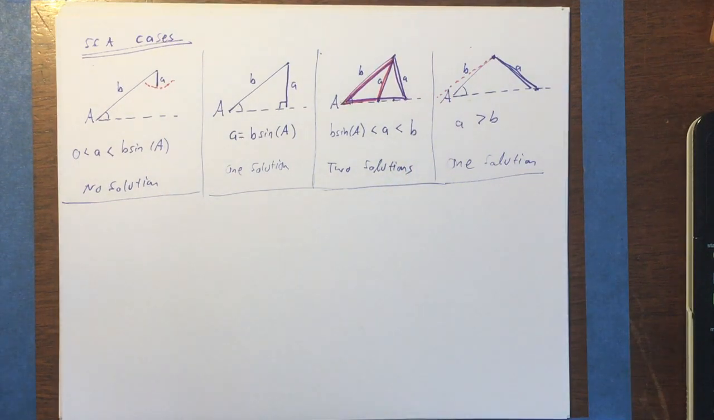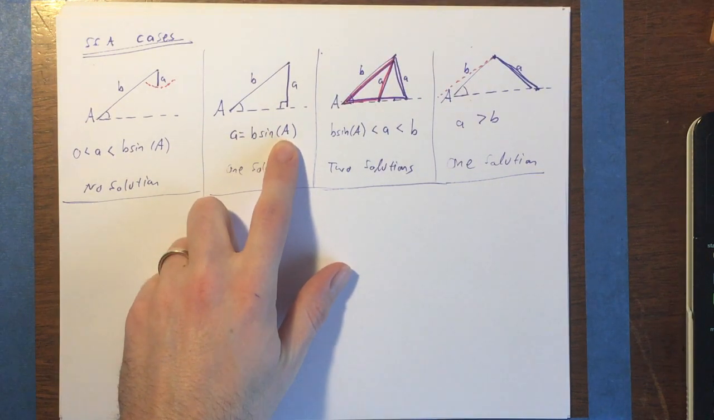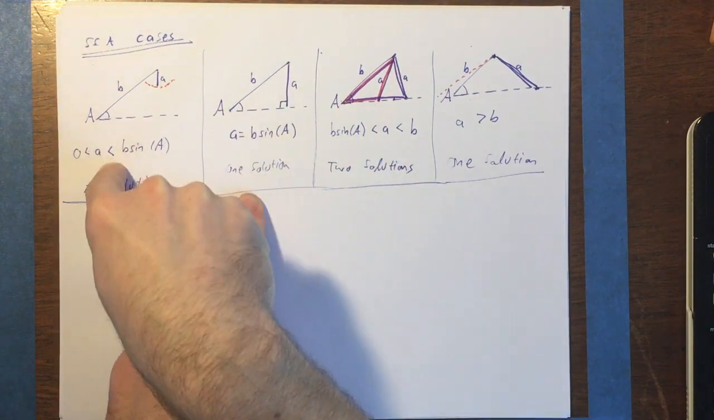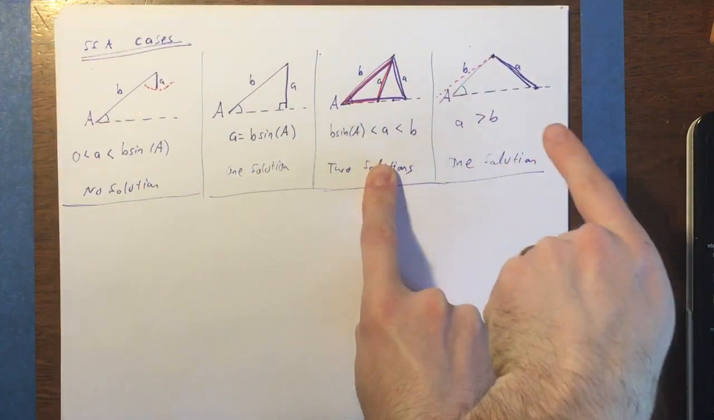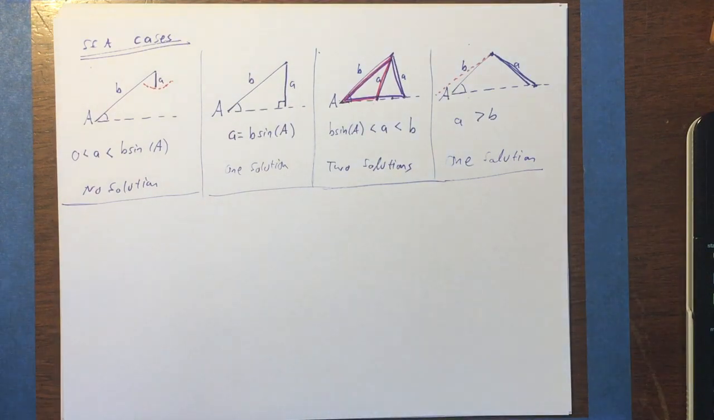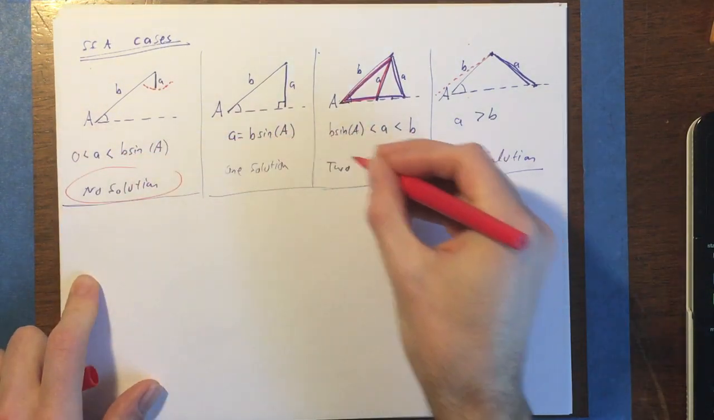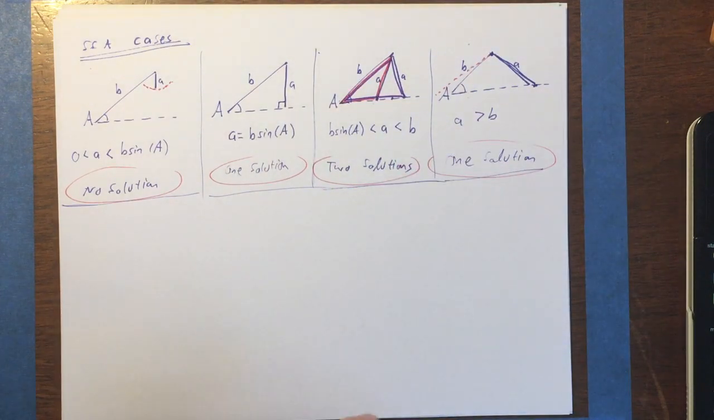So when you're in a side-side-angle problem, what I recommend doing is first calculating the value of B sine A, and then checking the value of A against that value to see if you're in this situation, or this situation, and then also check it against the value of B to see if you might possibly be in this situation. Doing that is going to tell you which of these four cases you're in. So it'll tell you how many solutions to expect to find.